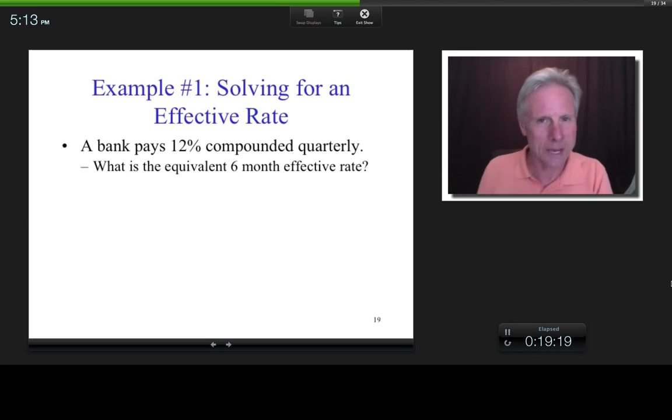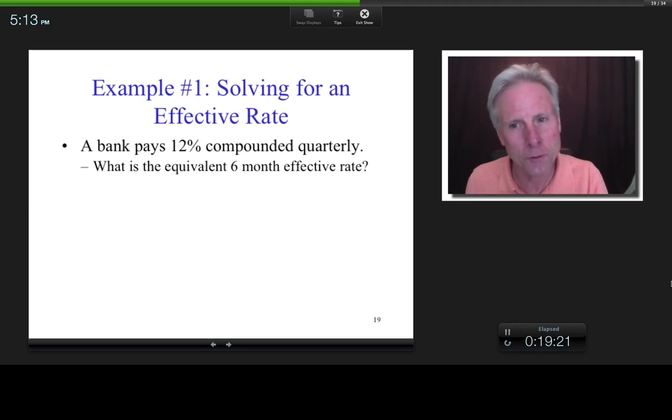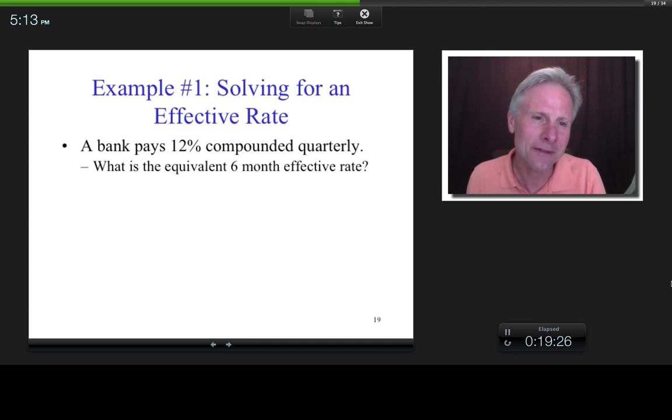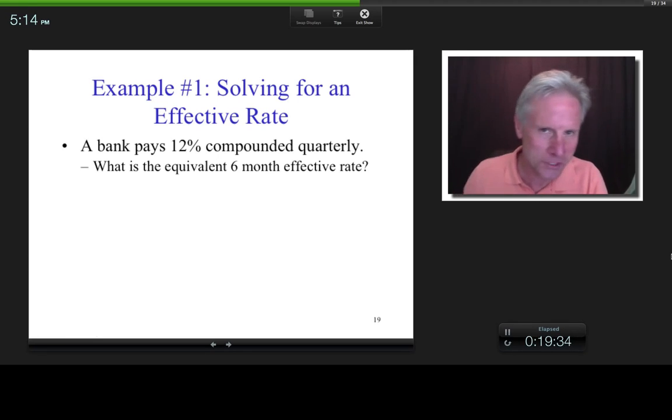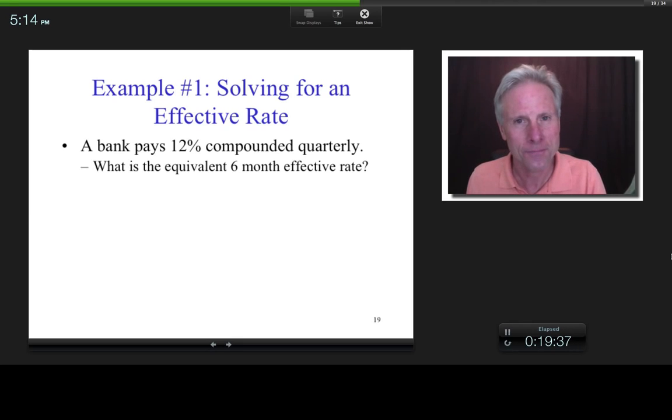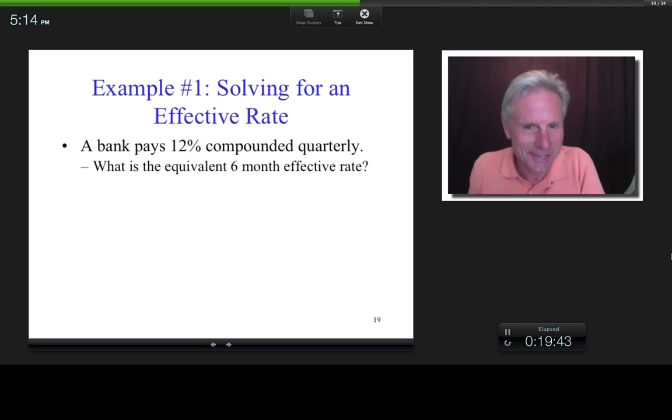So let's begin with example number 1, where we're solving for an effective rate. So let's say a bank pays 12% compounded quarterly. Now, by the way, first of all, that 12%, is that already an effective rate, or is that an annual or stated or advertised rate? Well, that's an annual or stated or advertised rate, right? And so, because it doesn't say it's an effective rate, so by convention. So the question is, well, what's the equivalent 6-month effective rate?